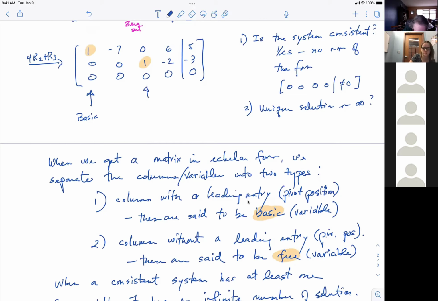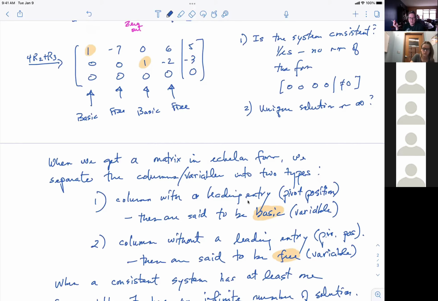These two columns have leading entries or pivot positions, so they're said to be basic. The variables corresponding to these columns are basic. But there's no pivot position here, so that's a free variable, and no pivot position here, so that's a free variable.